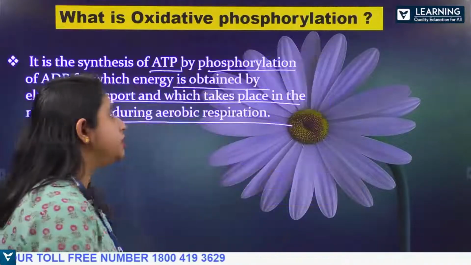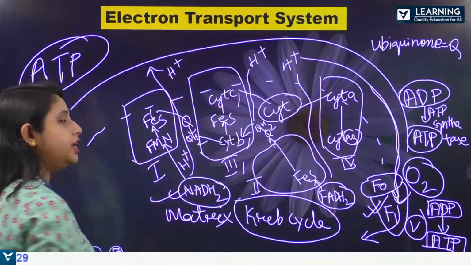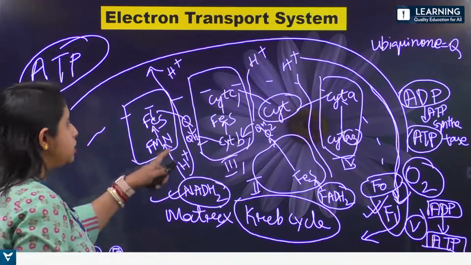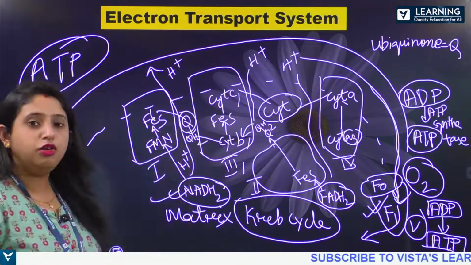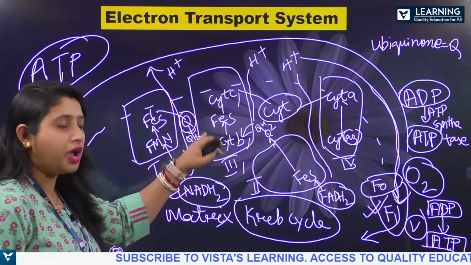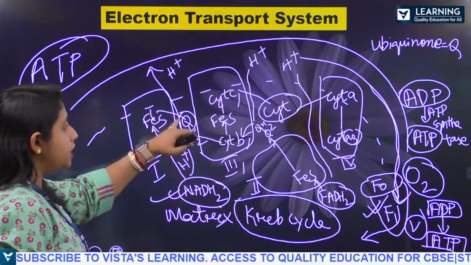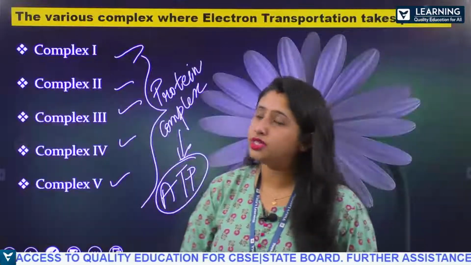So what happens in complex 1? From the NADH, electrons are transferred to the ubiquinone. This is Q. Q means ubiquinone, which is present in the inner membrane of the mitochondria. So electrons are being sent to the ubiquinone, and this is happening in complex number 1.